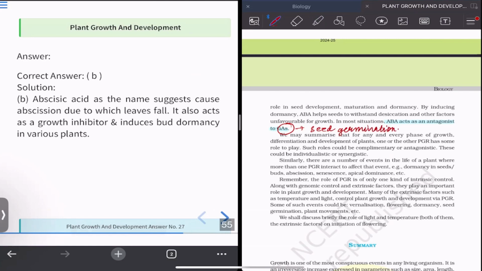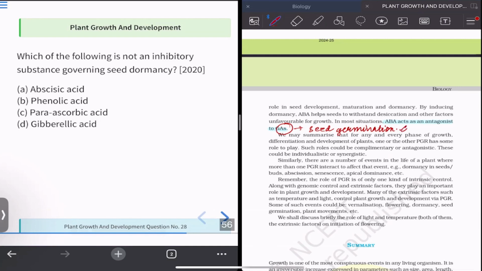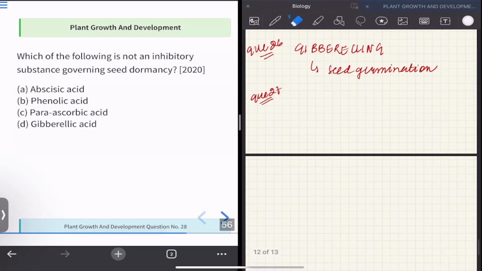Okay. Moving on to the next one, which of the following is not an inhibitory substance that governs seed dormancy? So, abscisic acid, I just told you, it inhibits seed germination. Phenolic acid also inhibits seed germination. Para-ascorbic acid also inhibits seed germination, but gibberellic acid actually promotes seed germination. Okay. So it is not actually governing seed dormancy.